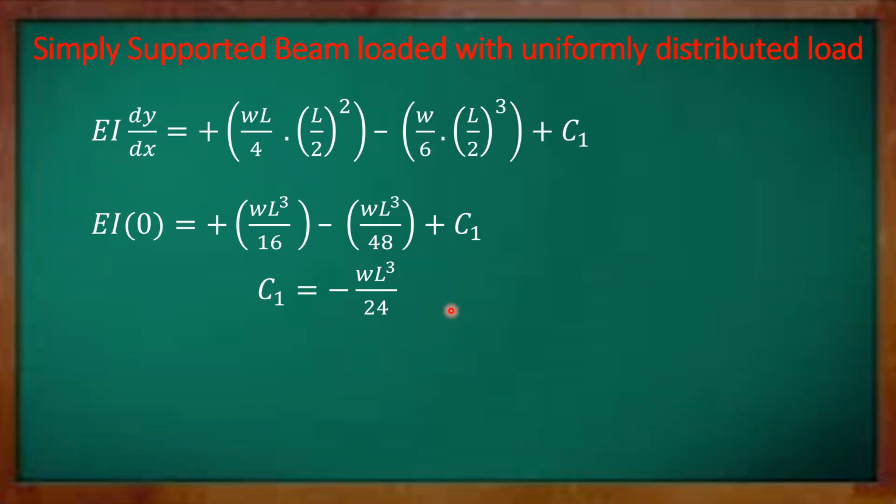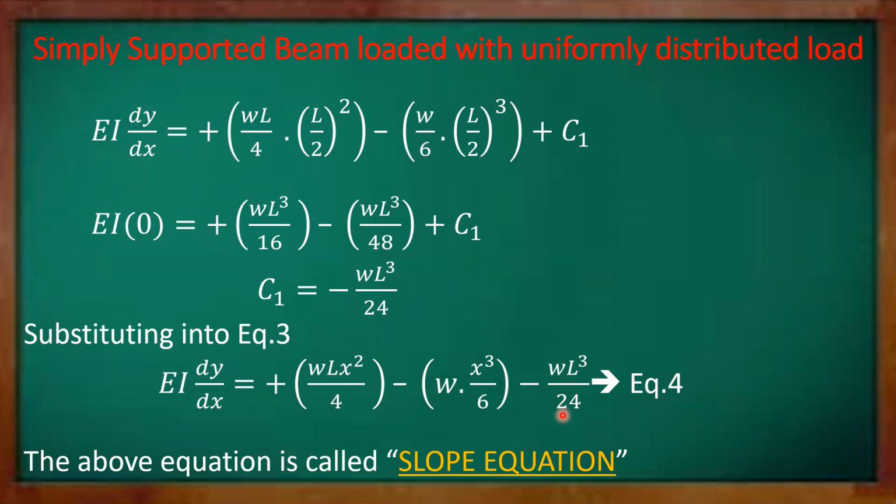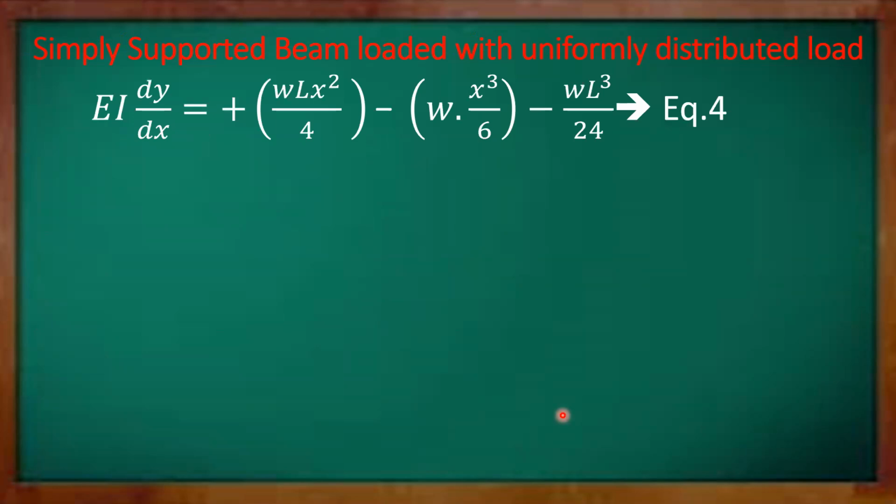Once you find this constant C1, put it back in our slope equation. We get EI dy by dx is equal to WLx square by 4 minus Wx cube by 6 minus WL cube by 24. This will be our slope equation. Once we find the slope equation, we are again going to integrate it to get our deflection equation.